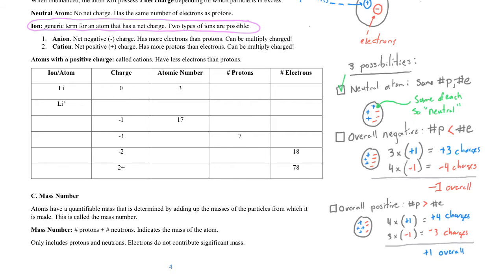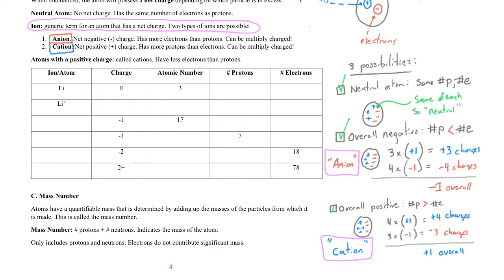Now, we also have terms that describe more specifically what type of ion we have. If we have a negative charge on an atom, we could call that a negative ion, or more specifically, an anion. So anions are negatively charged atoms. Now, if we had an atom that was positively charged, we could refer to that as a positive ion, but more specifically, we would say it's a cation. A cation is an atom that has a net positive charge.